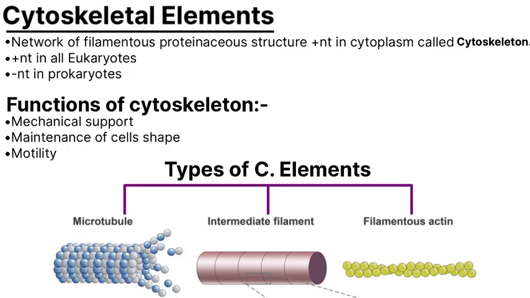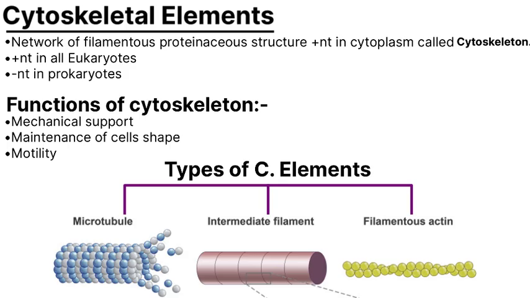It is an elaborate network of filamentous proteinaceous structures. It is a protein-based structure which is present in the cytoplasm of the cell. It is present in all the eukaryotes, both plant and animal cells, except the prokaryotes. Prokaryotes lack these cytoskeleton elements. They don't have membrane-bound organelles, and the rest of the organelles are freely floating in their cytosol, so they don't need this complex structure.